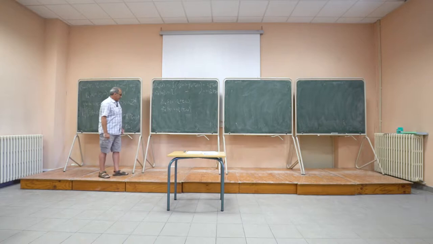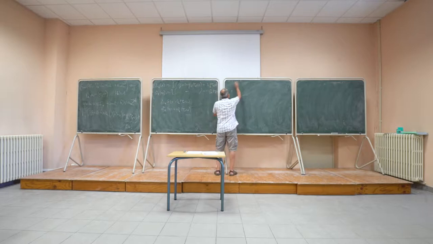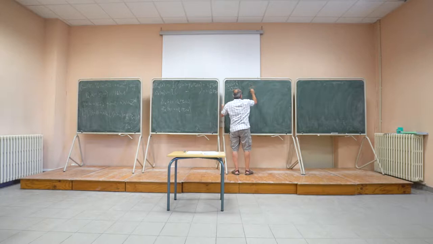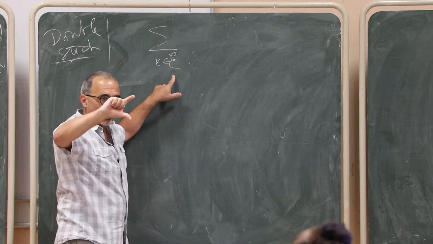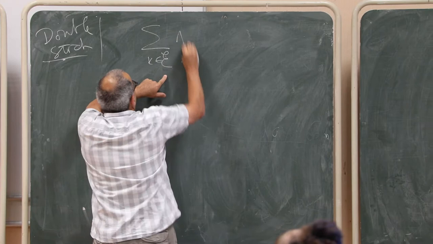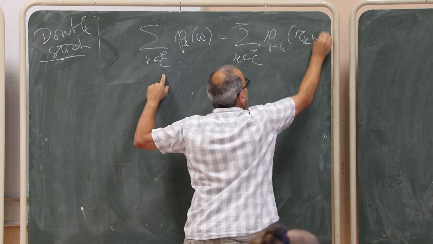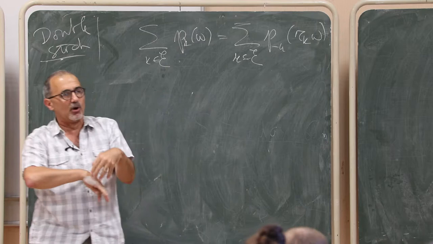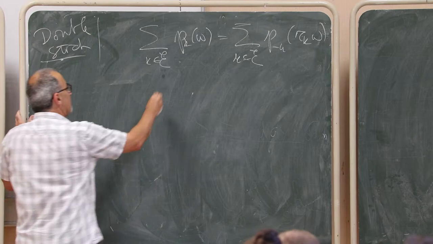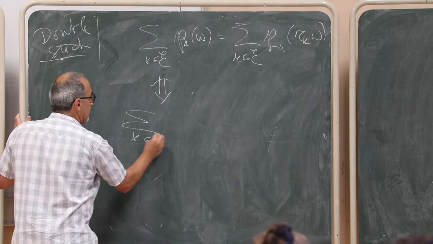And my conditions were double stochasticity. The condition, I just repeat now, was the sum over k in E, this is the set of nearest neighbors, of p_k(omega) equal to the sum over k in E of p_{-k}(tau_k omega). The rates pointing inwards sum up to the same as the rates pointing outwards, which is the same as, go there and check, the sum over k in E of v_k(omega) equals zero.